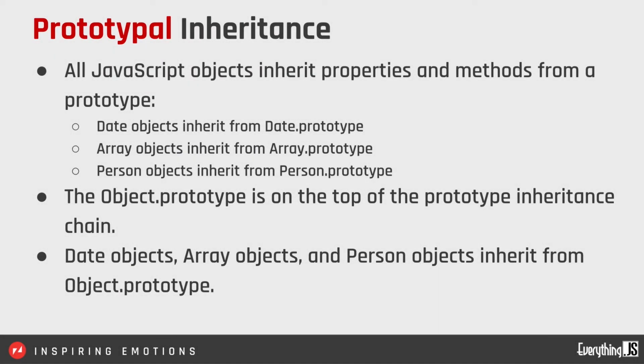So prototypal inheritance. This is what Hans said earlier. Objects inherit properties and methods from the prototype. So date objects inherit from the date prototype, and arrays from the array prototype. And the object prototype is the top end of the prototype inheritance chain. Yeah, date objects, array objects, and person objects inherit from object.prototype.